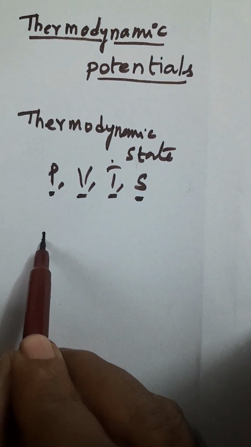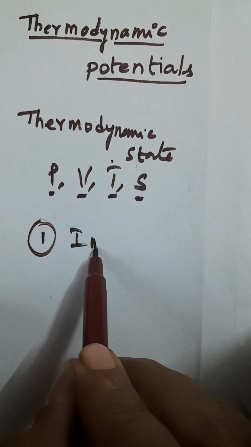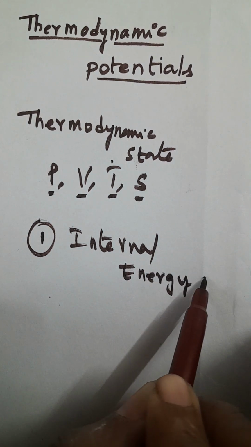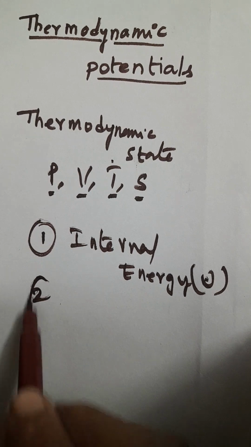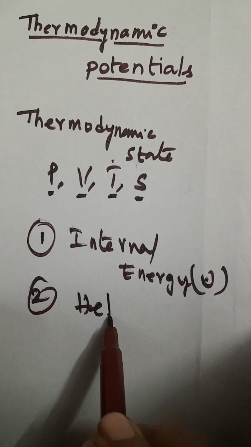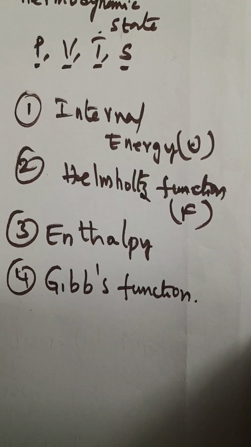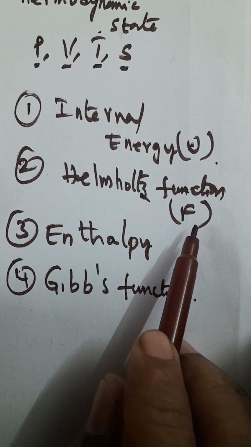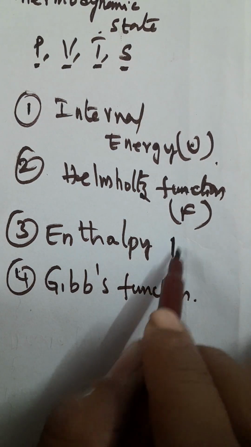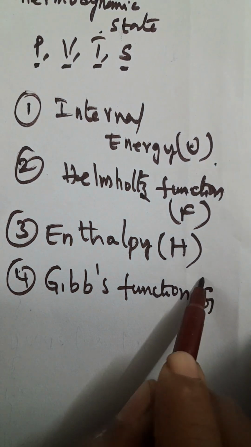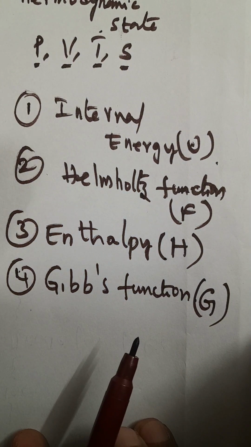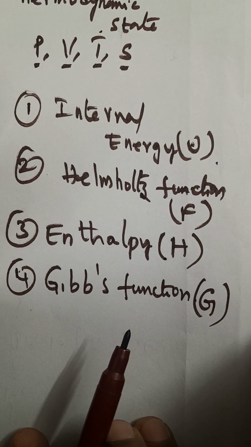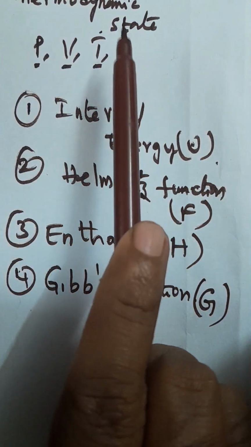Generally there are four thermodynamic potentials. The first one is internal energy, represented by the letter U. The second one is the Helmholtz function, F. Enthalpy is represented by capital letter H, and the Gibbs function is G. These are the four thermodynamic potentials, combining these thermodynamic state variables.